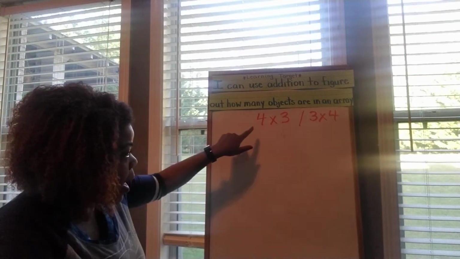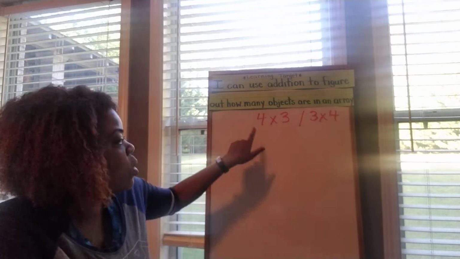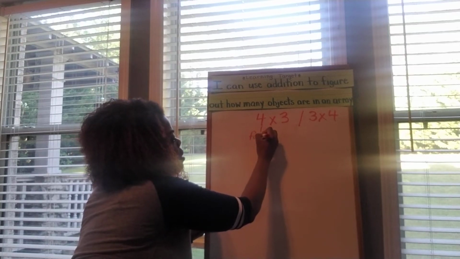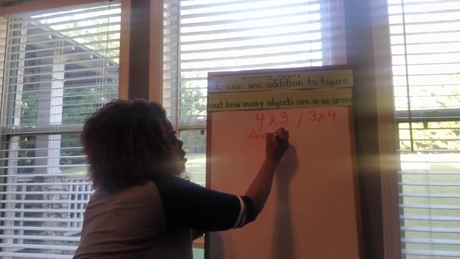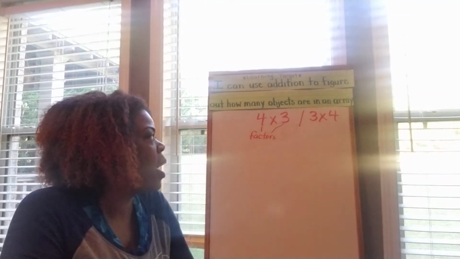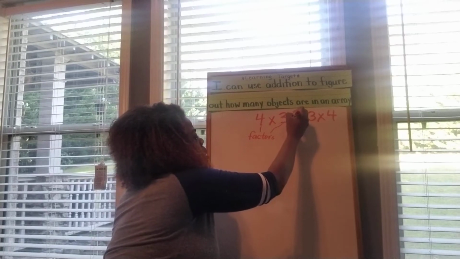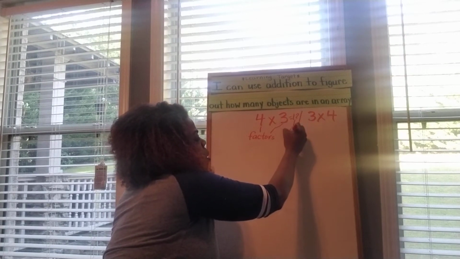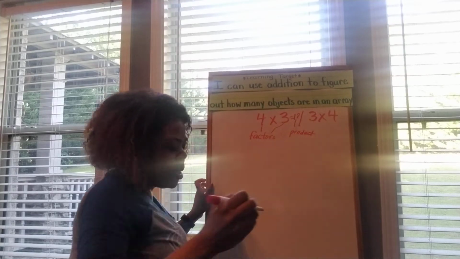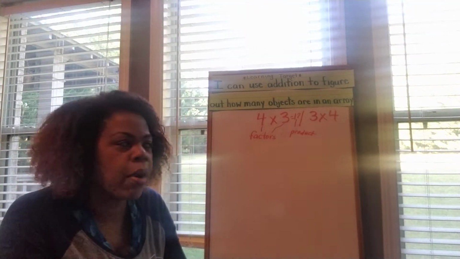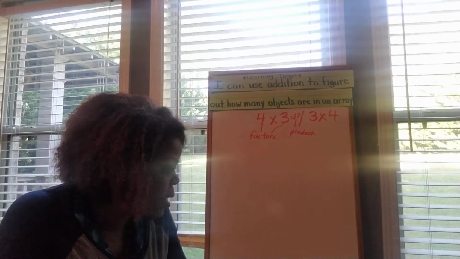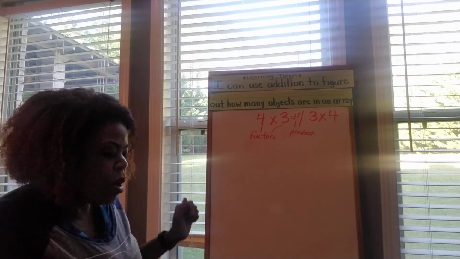So if you look at this problem, these two numbers, the 4 and the 3, are called the factors. And 4 times 3 equals 12, and that is called the product, okay? And you'll hear me talk about that again. Don't worry about these words so much. It's just good to know. All right, so let's go over this. 4 times 3, let's make an array with 4 times 3.